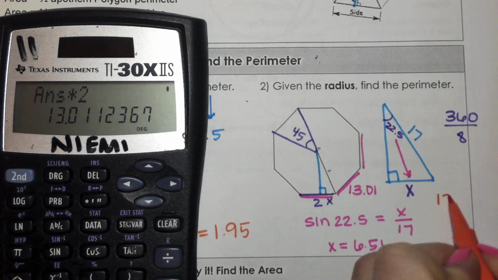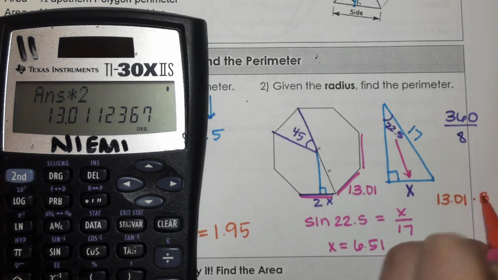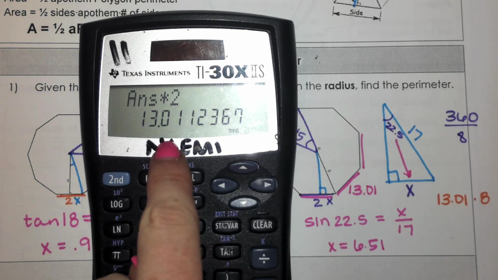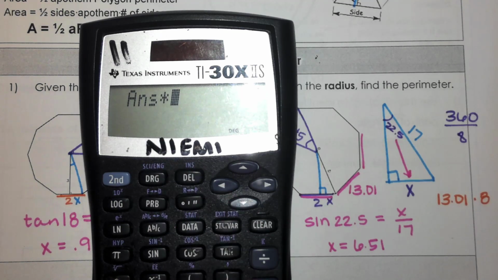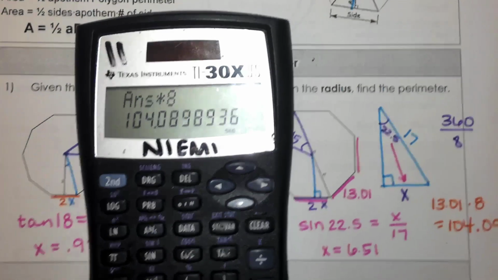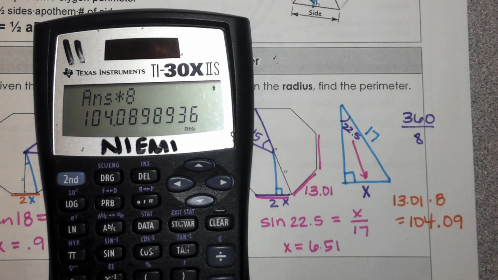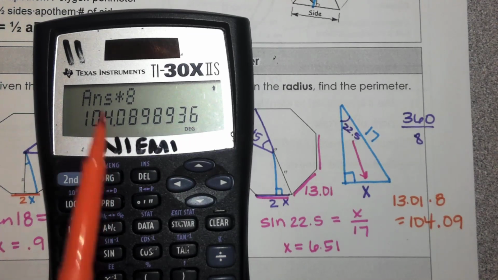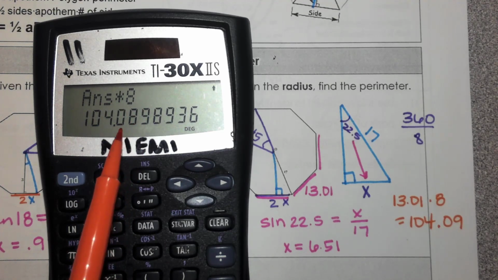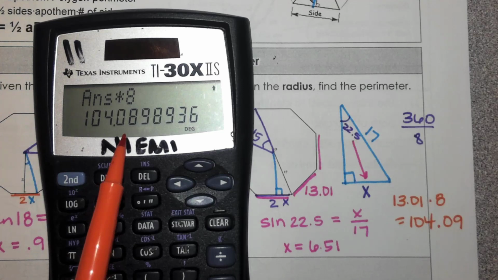So 13.01 times 8. Again, don't delete this number off your calculator and estimate. Just do times 8. Gives us 104.09. If you rounded, you wouldn't get the 9 here. That's why you can't round before you type it in again. Makes sense. All right.